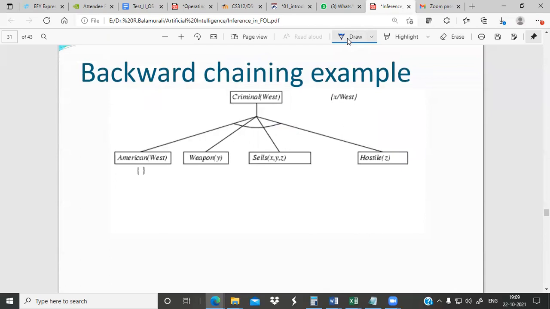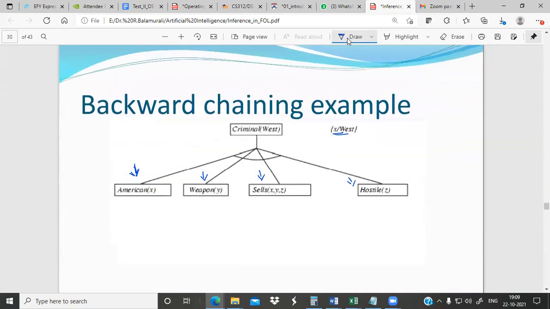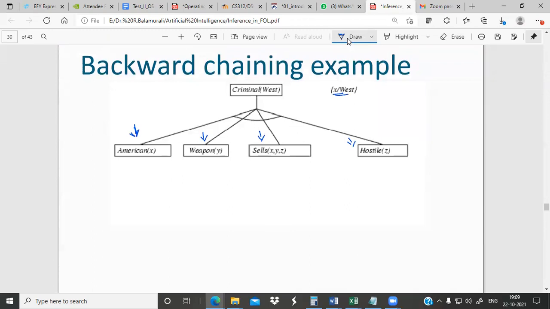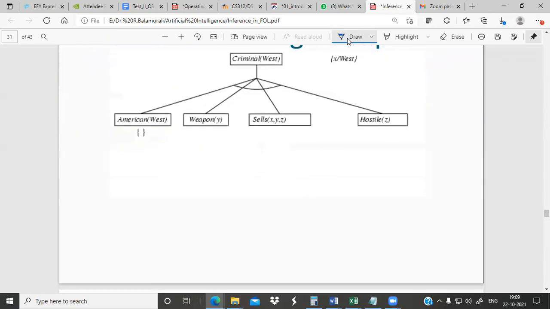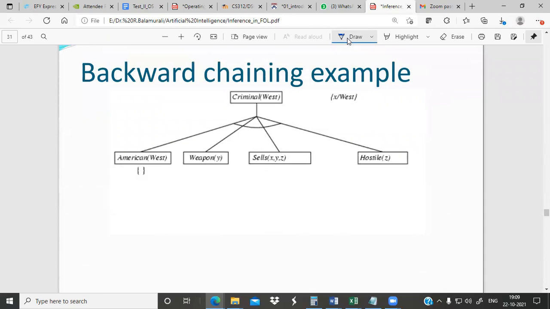See, backward chaining works in depth-first fashion. So first we see only one branch. Let us ignore the other things and first go down this path only. To prove West is a criminal, first we prove that West is an American. So we come here: X is an American, and we replace X with West. Now further down we cannot go, so this branch ends here.